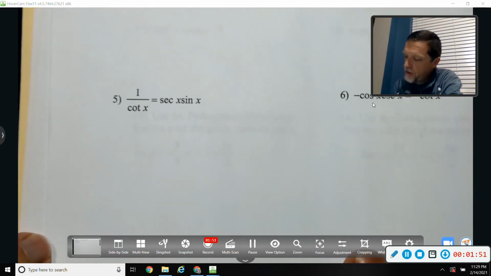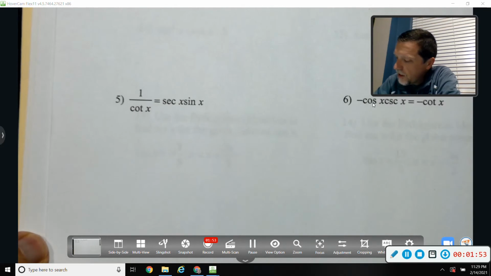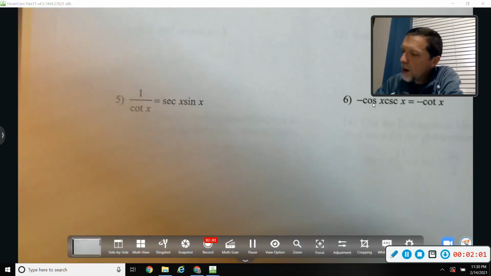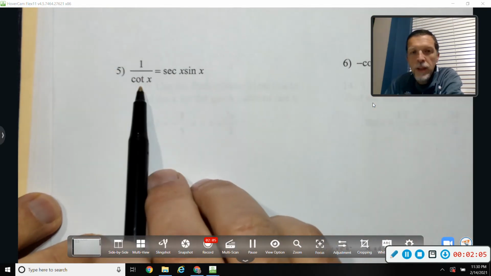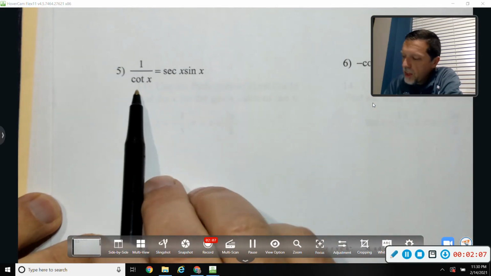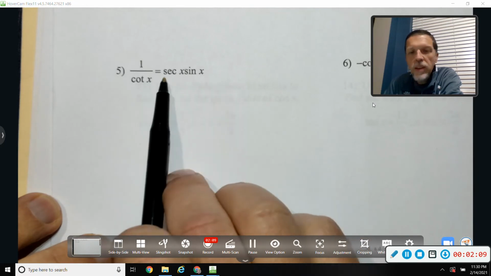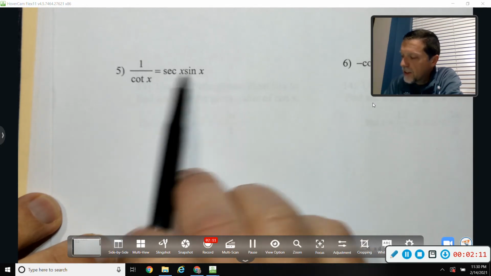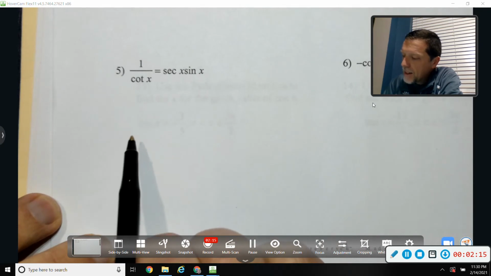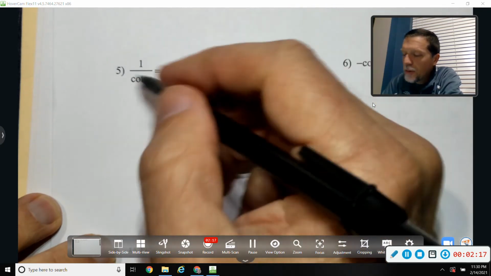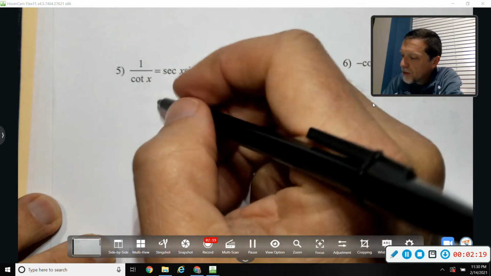Number 5. 1 over cotangent equals secant times sine. I think this one you could argue either way as to which one is more complicated and which one you'd rather mess with, because cotangent is kind of complicated, but it's only one thing. This thing has two things, but sine's not difficult and it's not a fraction. So I think this is definitely one you could work either way. I think I'm going to work on the left-hand side.